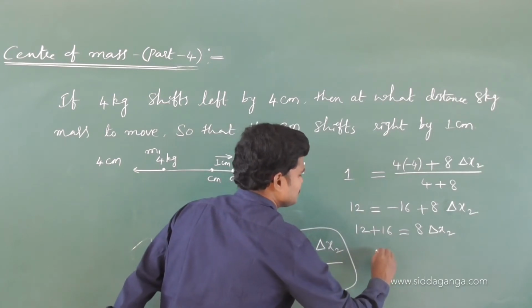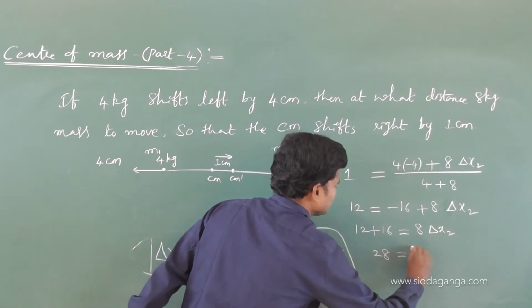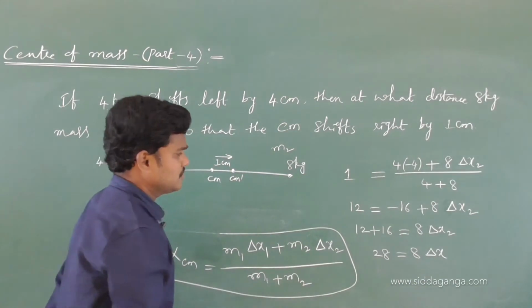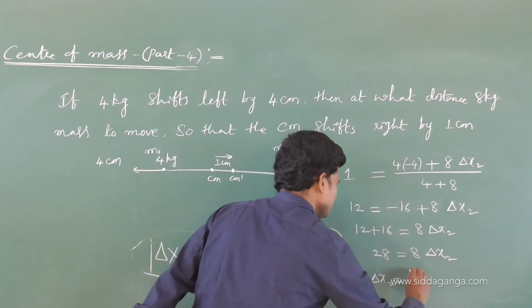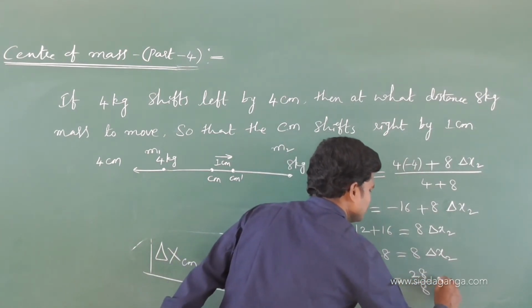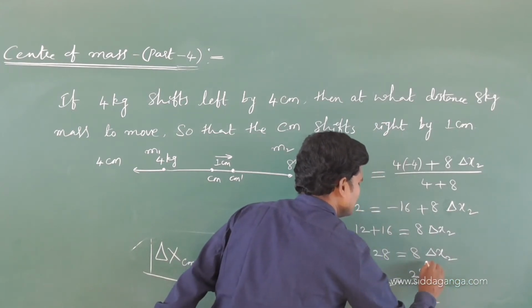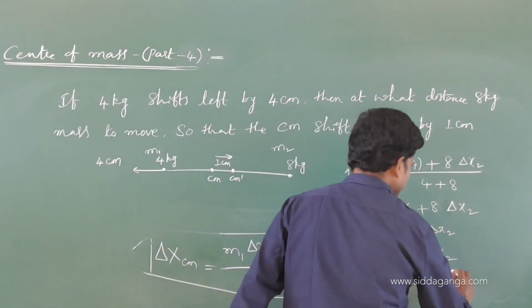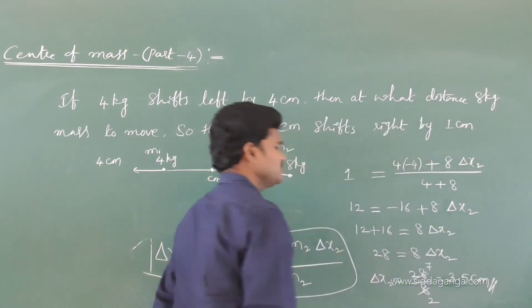So this is 8, 28, 8 delta x2, 16, so 28. So delta x2 is equal to 28 by 8. Okay, so you can cancel it: 4 twos are 8, 4 sevens are 28. So I got a positive 3.5 centimeter.